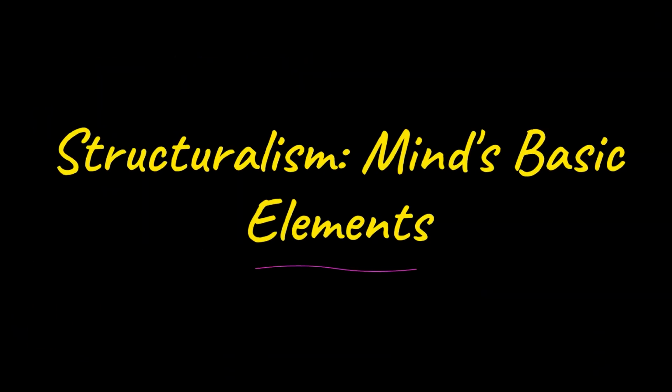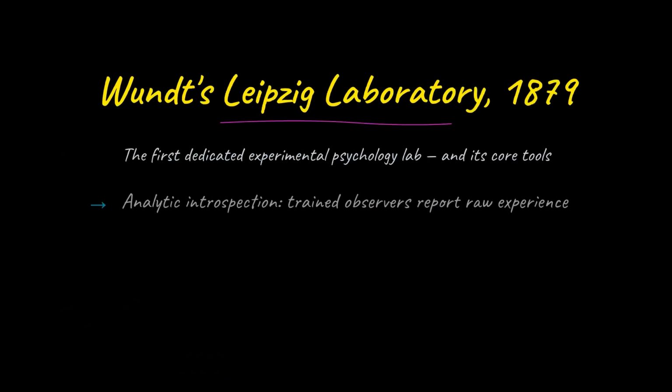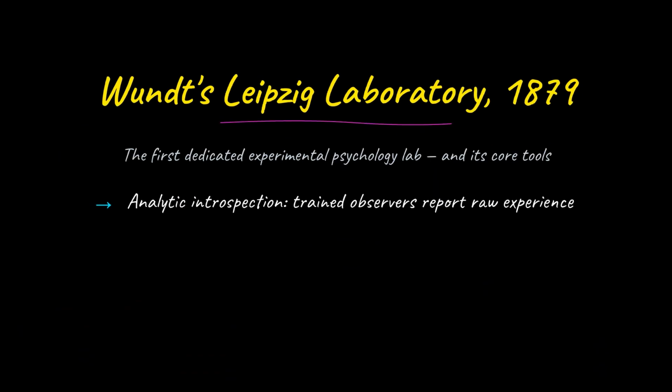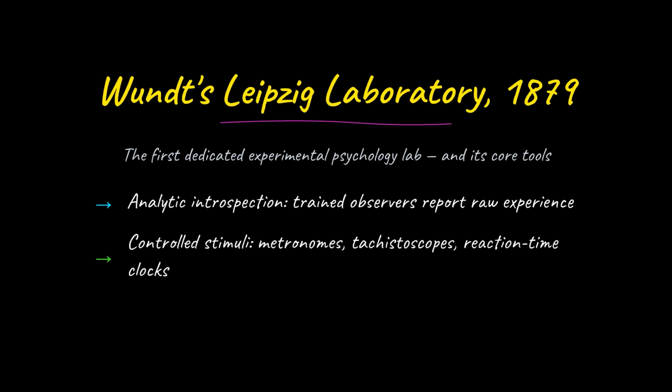Structuralism was psychology's first experimental school, built on a simple but ambitious idea: break conscious experience down into its smallest irreducible parts, the way a chemist breaks matter into elements. In 1879, Wilhelm Wundt opened his Leipzig laboratory and introduced analytic introspection. Not casual self-reflection, but years of rigorous training to report the immediate, raw qualities of experience rather than its meaning or interpretation.